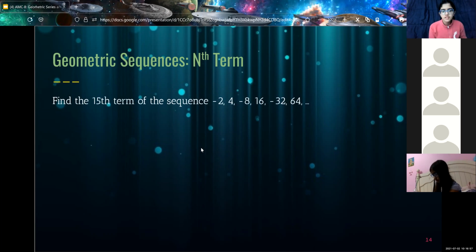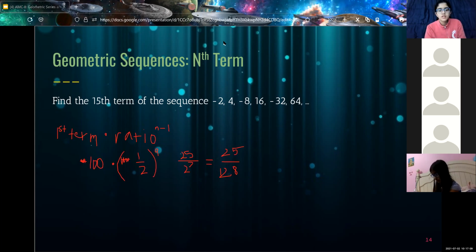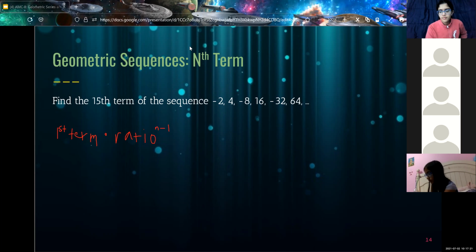Find the 15th term of the sequence -2, 4, -8, 16, -32, 64, etc. Okay, so I'm just going to erase this. Okay, so everybody in the chat, what would the first term be? Okay, yeah, it would be -2. So we get -2, and then what would the ratio be in the chat? Yes, that would also be -2, right?